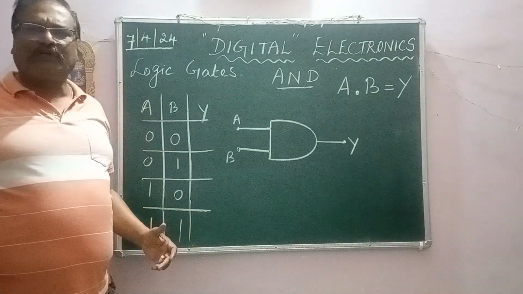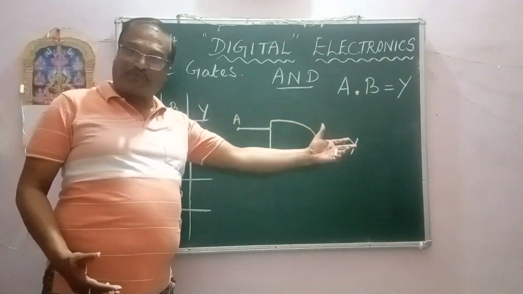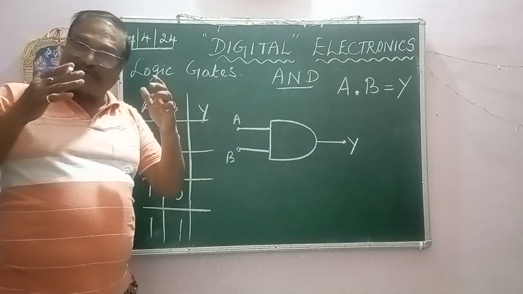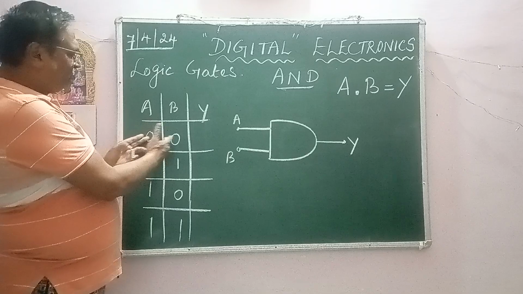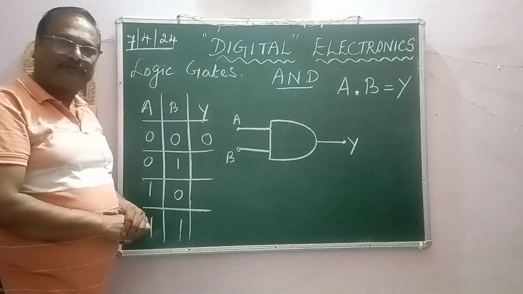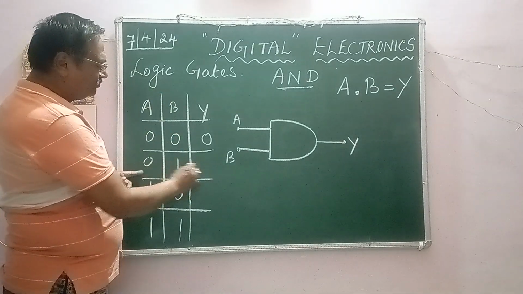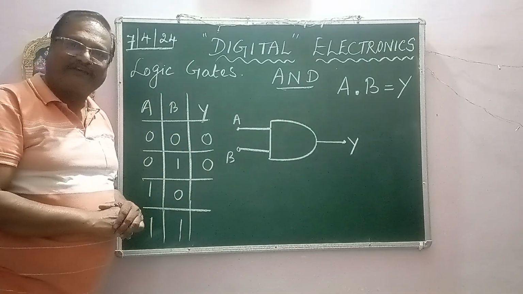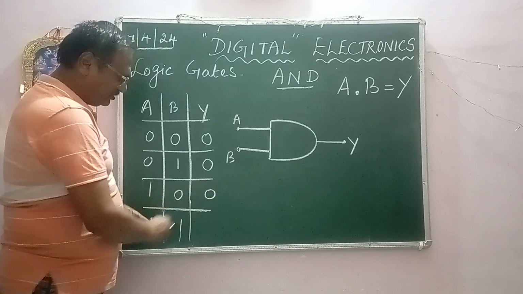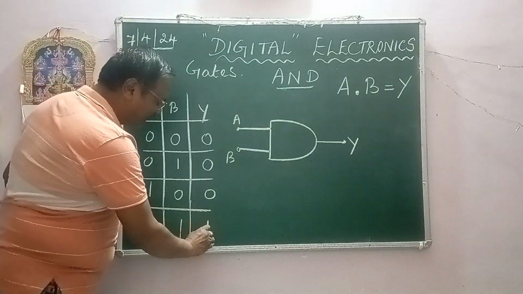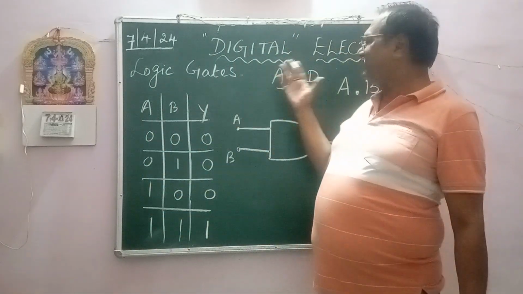Now what should be the output? It's very simple, very logical. There is a relation between the input and the output, and this is the AND gate. Both A and B should be high. Both are low, output is low. This is low, simple, put 0. Again, this is low, put 0. Now here both are high, so naturally 1. This is the truth table of the AND gate.